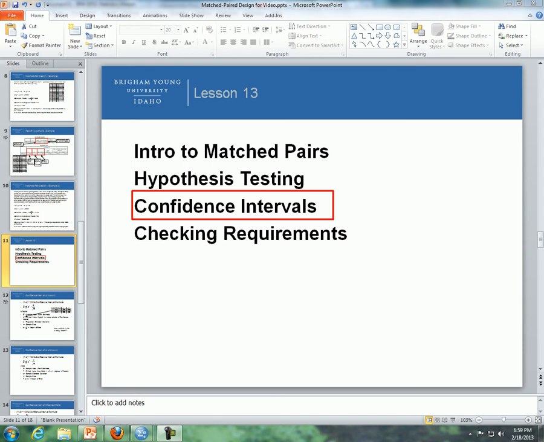Hello, this is Brother Cromar from the Math Department at BYU-Idaho, and this is part 2 of Lesson 13 dealing with the matched pair design. And so what I'll be covering in part 2 is confidence intervals and checking requirements.